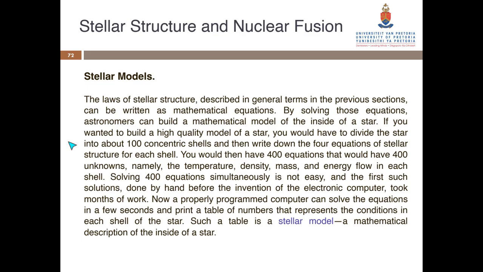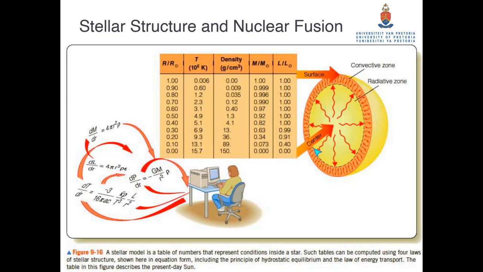The first such solutions, done by hand before the invention of the electronic computer, took months of work. Now a properly programmed computer can solve these equations in a few seconds and print a table of numbers that represents the conditions in each shell of a star. Such a table is a stellar model, a mathematical description of the inside of a star. So these are the different formulas, our 4 different equations, and this is the table it will produce.